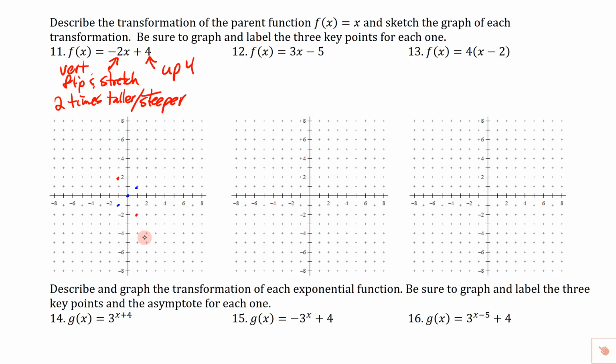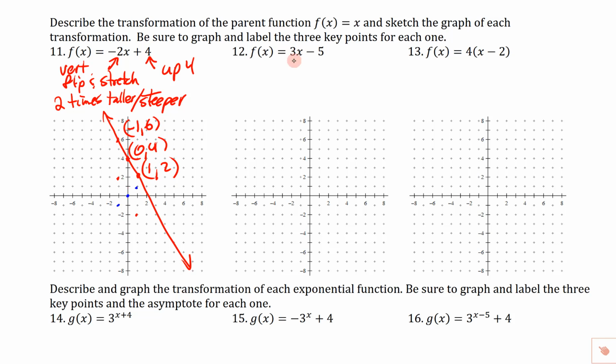And then we just want to move it up 4 units. So we're going to go up 1, 2, 3, 4. So we're going to be right here. And again, over 1, down 2, over 1, up 2. So the graph is going to look something like this. We're going to draw that nice and straight and put arrows on the end, and then we want to label these. So this point right here would be -1, 6. This point right here would be 0, 4. And then this point right here would be 1, 2. And we're all set. That's all there is to it.